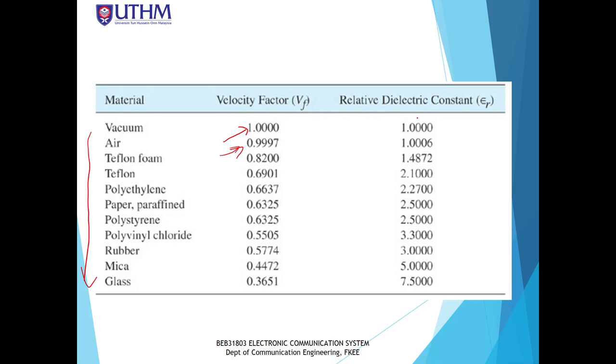And here is the relative constant, okay, epsilon r from 1 until 7.5. So selain daripada vacuum, dia punya dielectric constant akan semakin besar. So, lagi besar, the bigger the dielectric constant means that it is less conductivity. Okay, dia menjadi kurang sifat conductor. The conductivity becomes less, because this is more towards a dielectric. So apabila kita menggunakan materials yang mempunyai dielectric constant yang tinggi, maka dia lebih cenderung ke arah sifat non-conductor. Okay.